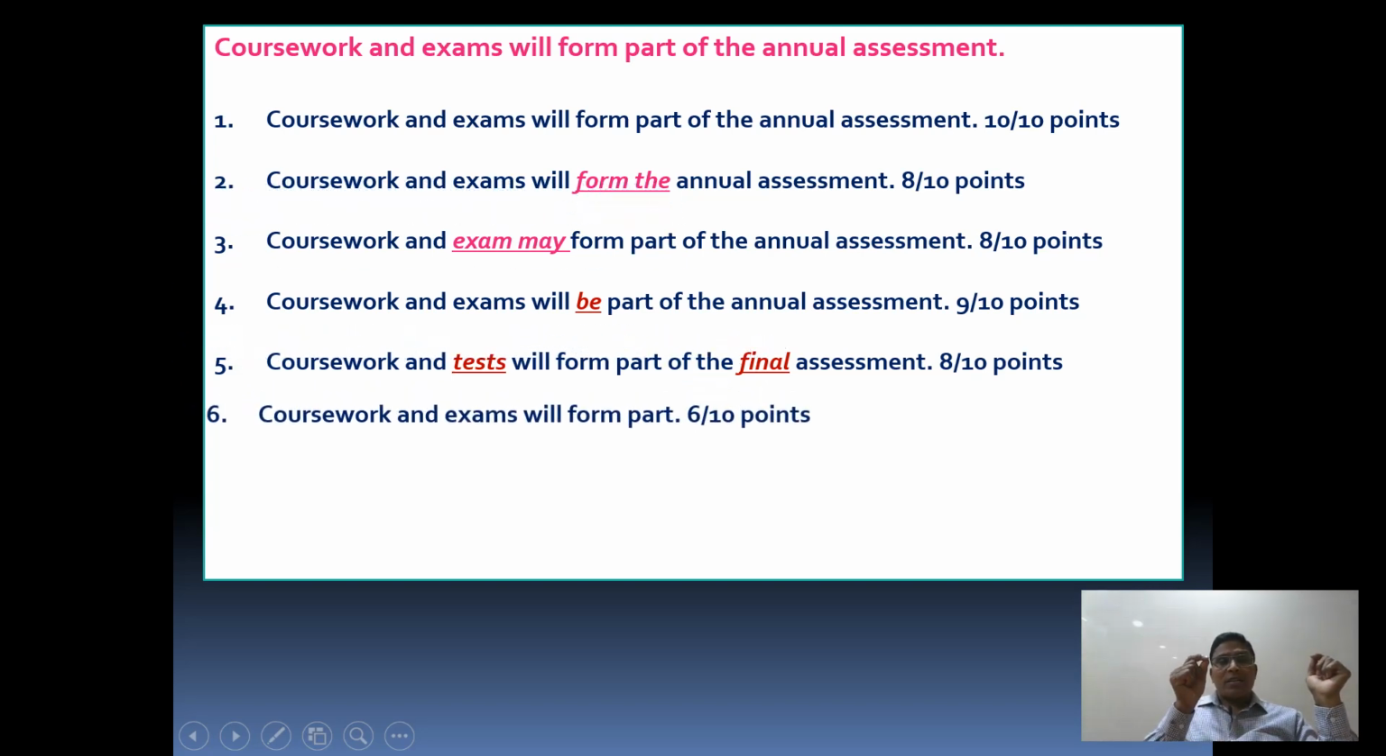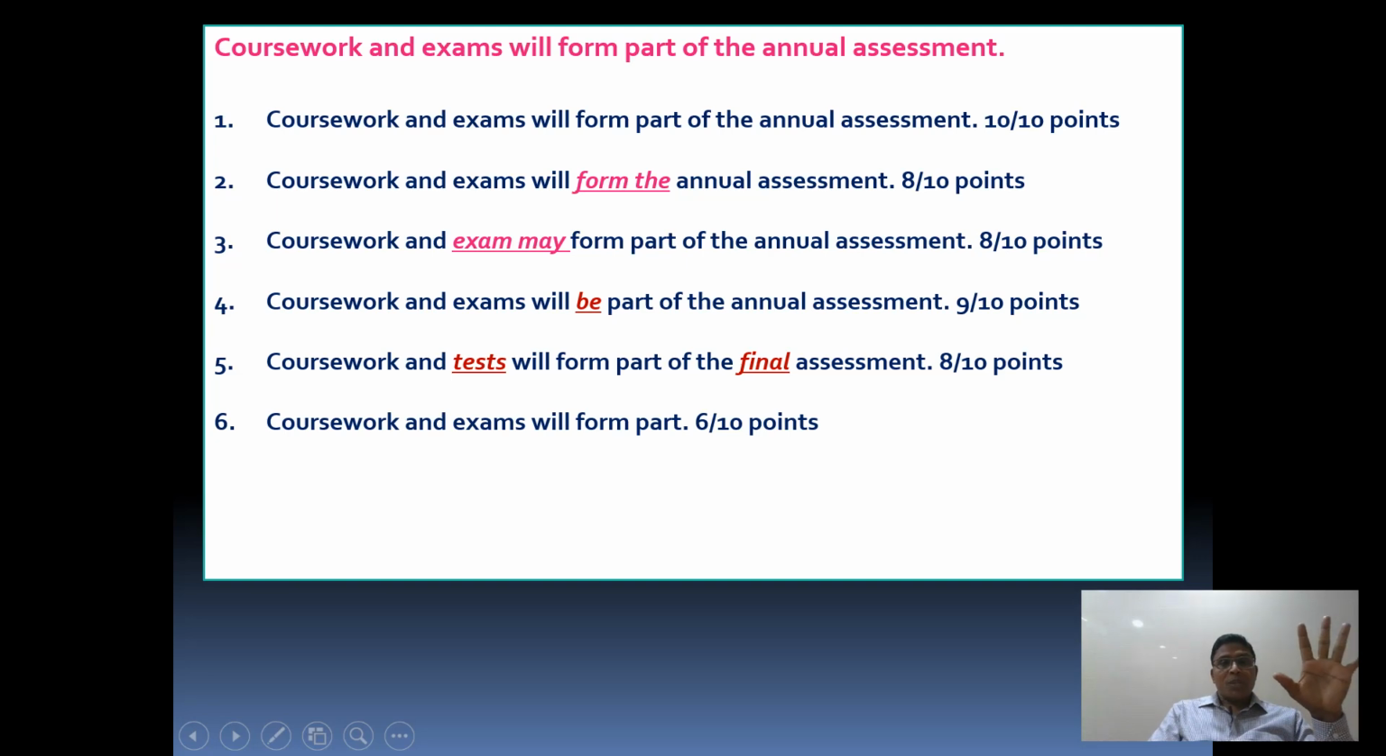And look at this sixth scenario. Coursework and exams will form part. So that response of yours is partially correct. So we get 6 points. That's a sentence, so the number of words will match. 6 words will match with the Pearson sentence. So 6 points you'll get.